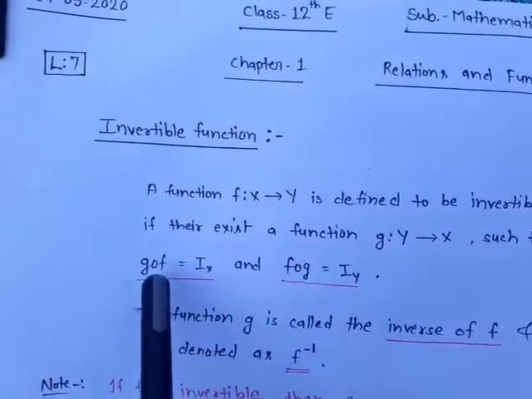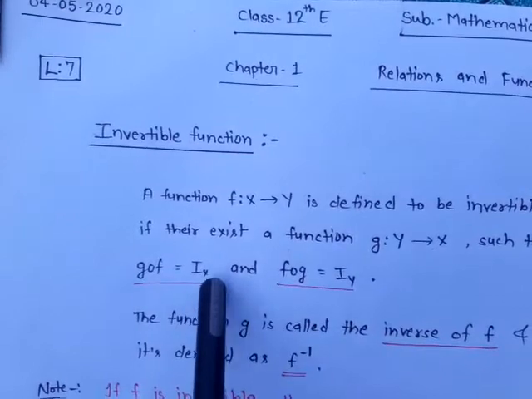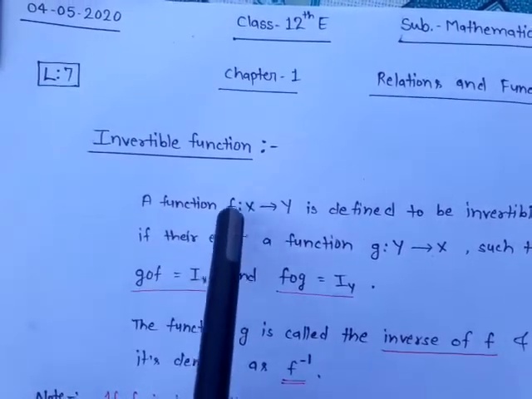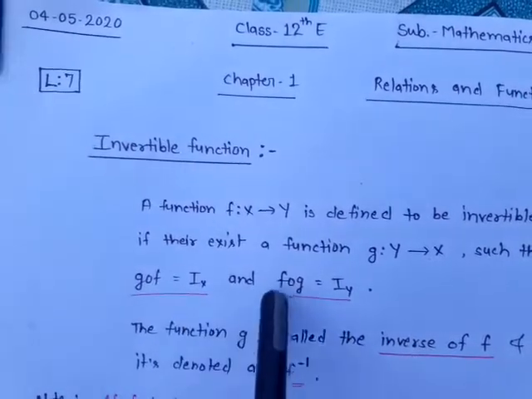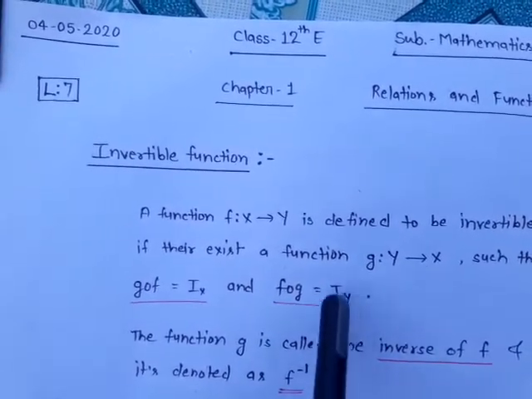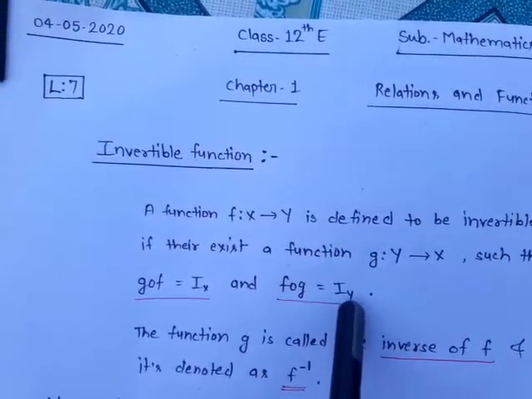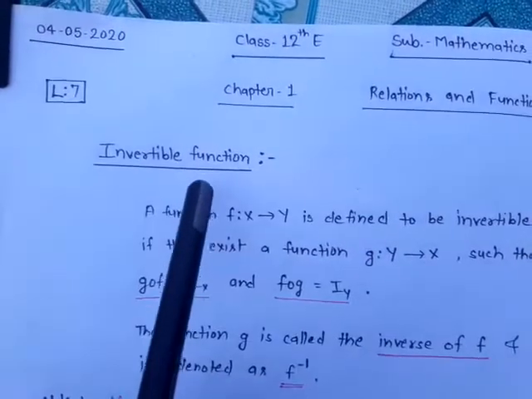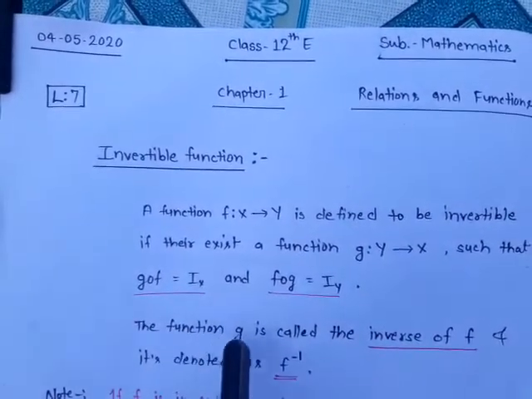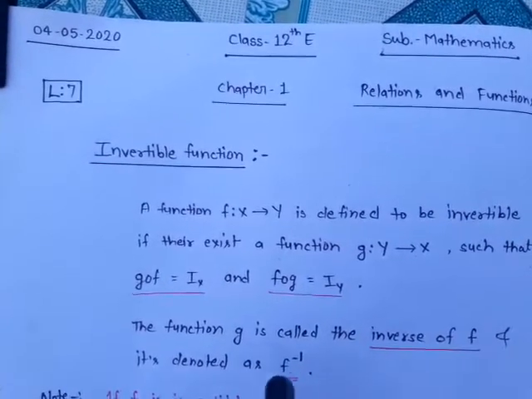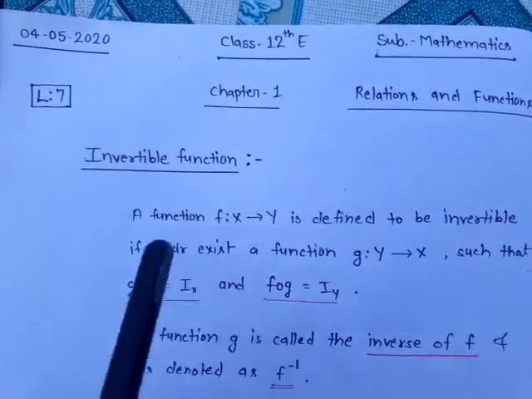In these two conditions, g of f is equal to ix, where it is written as ix, because the last is f, and f starts from x to y. And f of g starts from y, so it is iy. This iy is the identity function of y, and ix is the identity function of x. This is the format of an invertible function. A function g is called the inverse of f and is denoted as f inverse.